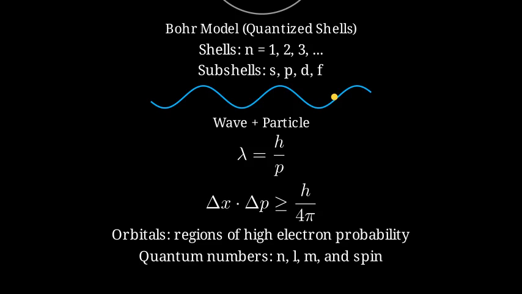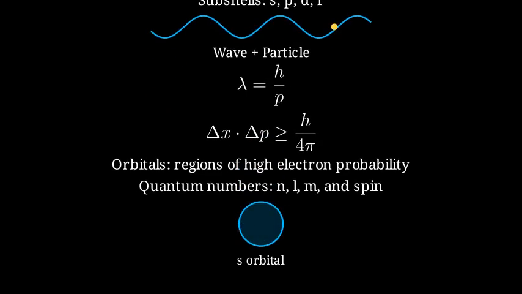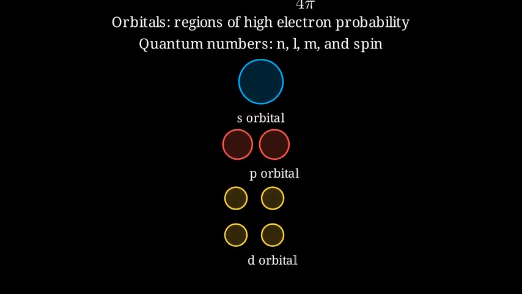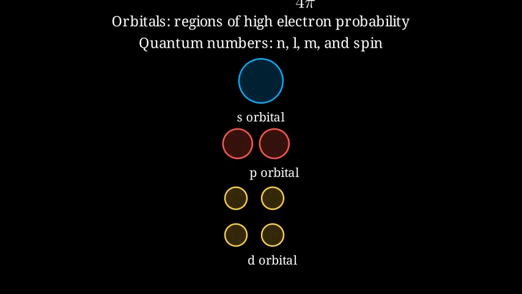Let's visualize orbital shapes. The s orbital is spherical. The p orbital has 2 lobes, like a dumbbell. The d orbital looks like a clover with 4 lobes.